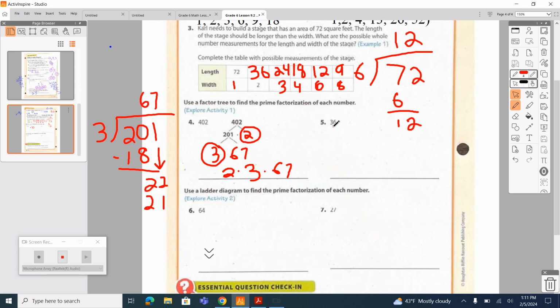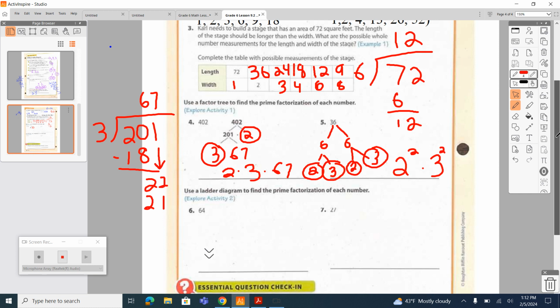For 36, I could pull out 2 because it's a prime number, but I know that 36 is 6 times 6, and the factors of 6 are 2 and 3, and the factors of 6 are 2 and 3. So to do the final prime factorization, I would write 2 to the second power because there's two 2's, and 3 to the second power. And now they want us to do a ladder diagram.